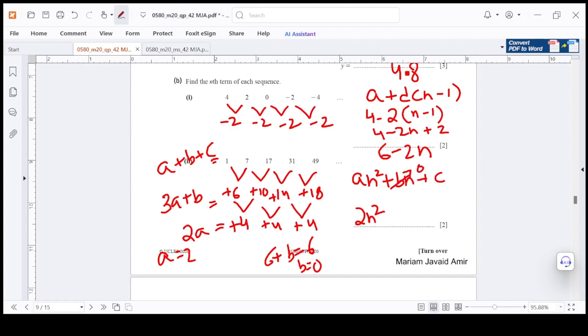Now let's find c. a plus b plus c is equal to 1. So 2 plus 0 plus c is equal to 1, which gives me c is equal to -1. So it's going to be plus 0n minus 1, or instead 2n squared minus 1. Yep, it is correct.